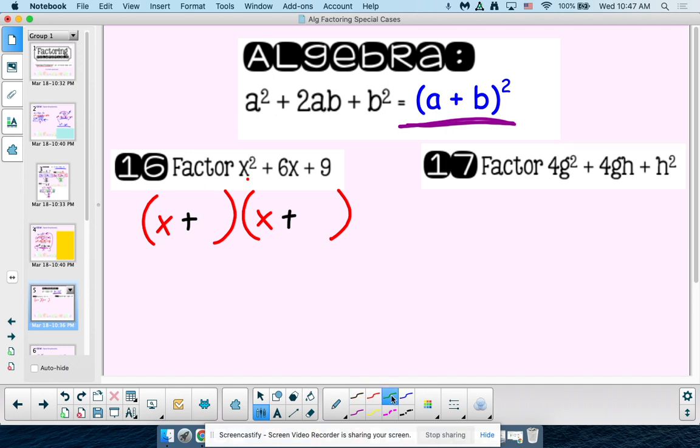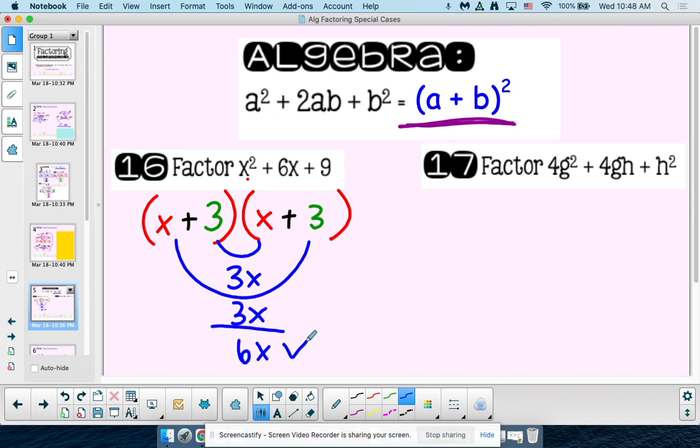Now what number times itself gives me a 9? Well, that's a 3. And that's a 3. So a few ways you can check yourself. One, let's do what we normally do. Let's multiply out 3x. That's a 3x. If I add them together, I get that 6x. So that's good because that's what my middle term is. Another way you can check yourself on this one, do you guys see how this is the exact same as this?